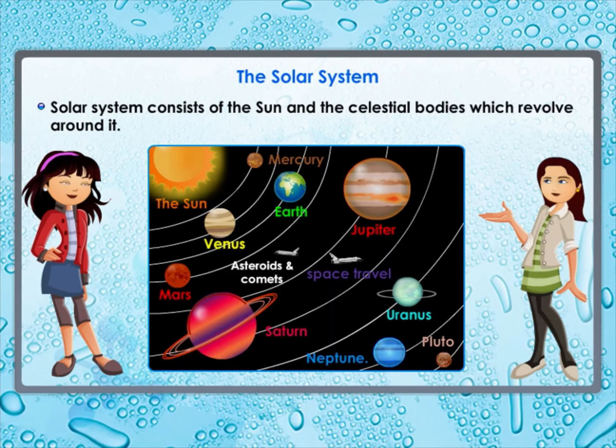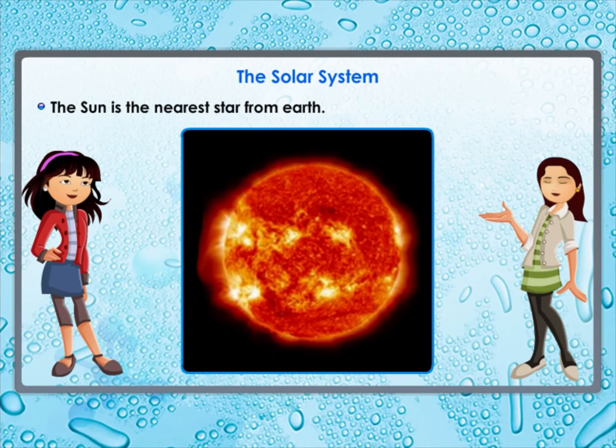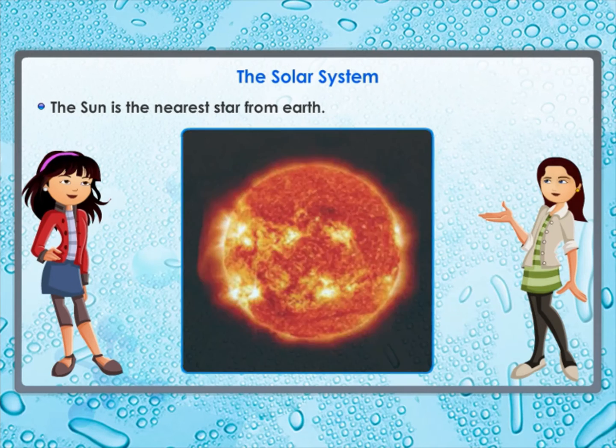The 8 planets in their order of distance from the Sun are Mercury, Venus, Earth, Mars, Jupiter, Saturn, Uranus, and Neptune. Let us know about some members of the solar family. The Sun is the nearest star from us. It is continuously emitting huge amounts of heat and light. The Sun is the source of almost all energy on the Earth. In fact, the Sun is the main source of heat and light for all the planets.